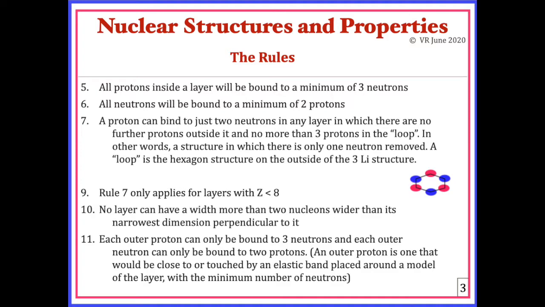No layer can have a width of more than 2 nucleons wider than the narrowest dimensions perpendicular to it. Each outer proton can only be bound to 3 neutrons, and each outer neutron can only be bound to 2 protons. An outer nucleon is one that would be close to or touched by an elastic band stretched around a model of the layer.